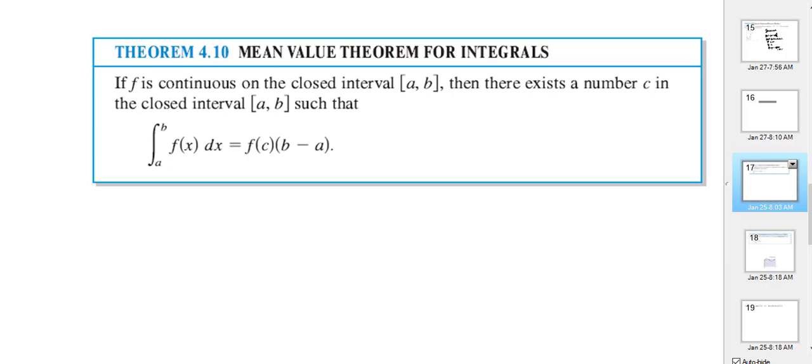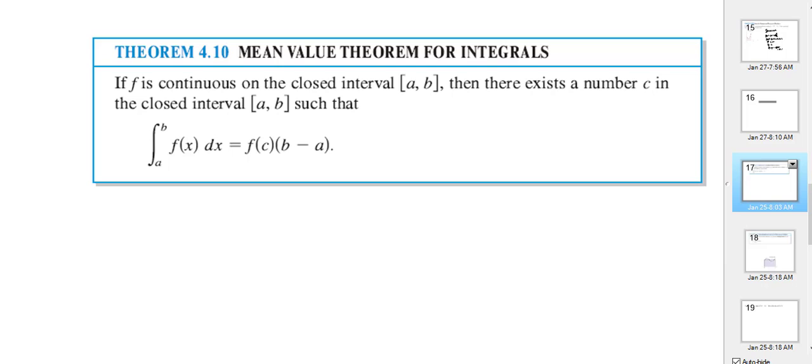If f is continuous on some closed interval a to b, that has to be true, or we can't use the mean value theorem for integrals, right? Keep that in mind just in case we give you some function that's not continuous. Then the mean value theorem would not work. We wouldn't even try it, okay?